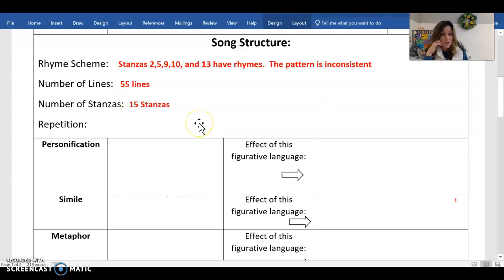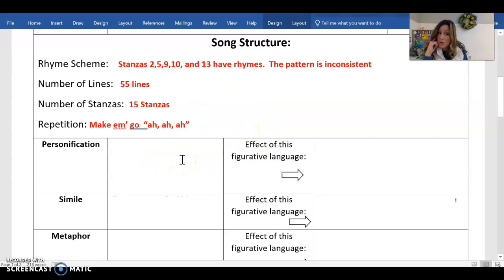Number of stanzas, 15 stanzas. What repetition is in this song? Well, there's a lot. "Make them go ah, ah, ah," right? That is repeated again and again throughout the song. So then we want to take a look at the figurative language.